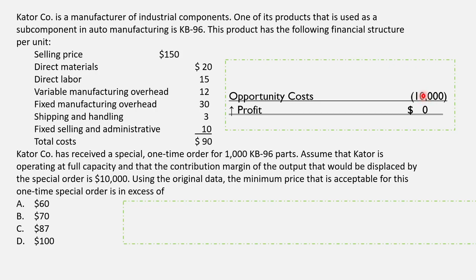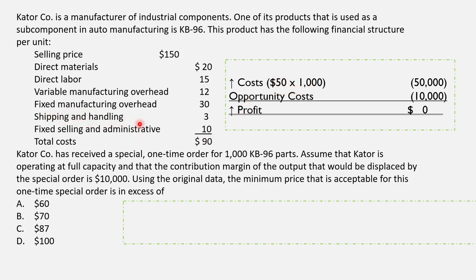Now, what about the incremental cost? If we take the special order, we will spend 20 on DM, 15 on DL, 12 on VOH, and then yung $3 shipping and handling, kasama ba yan? Of course, no? That is also a variable cost. So that's a total of $50, no? 20 plus 15 plus 12 plus 3. $50 yung incremental cost. Variable to, ha?